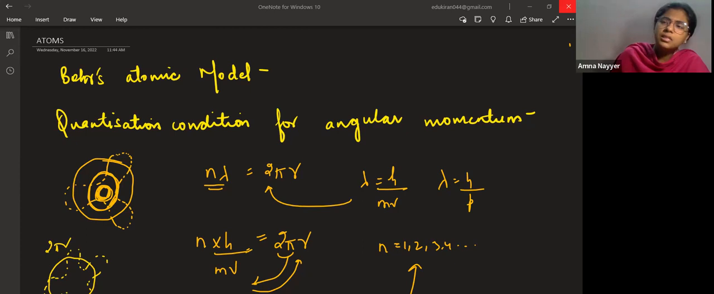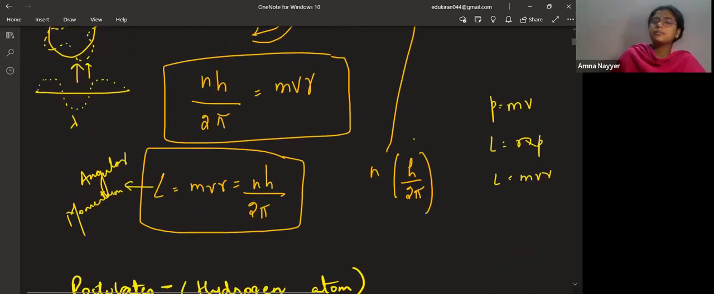So atoms, this is a small lesson. Just pay attention to it. Firstly comes the Bohr's quantization equation. This equation is L is equal to mvr. That means angular momentum is an integral multiple of h by 2 pi. When we say integral multiple, this means n is equal to 1, 2, 3, 4 like this. So L is equal to mvr means nh by 2 pi.